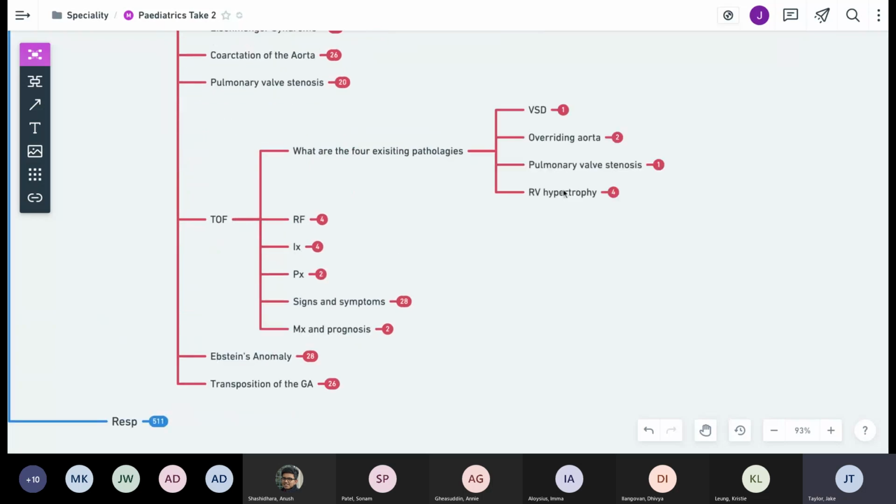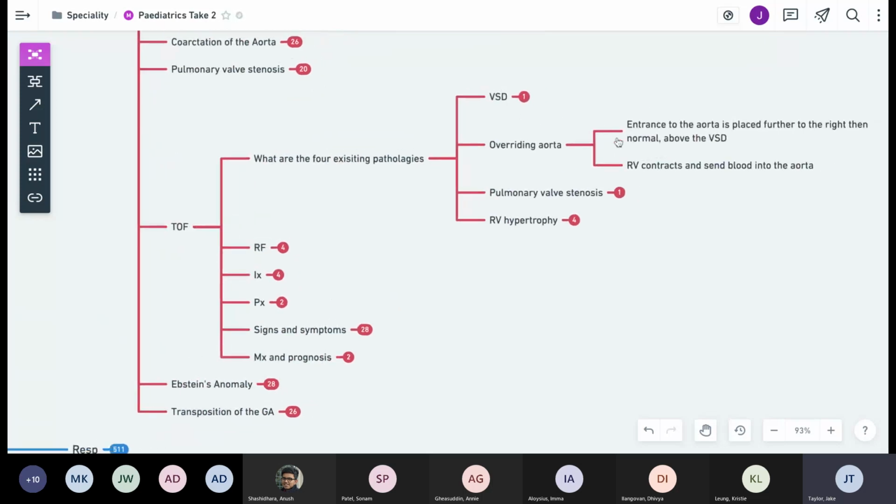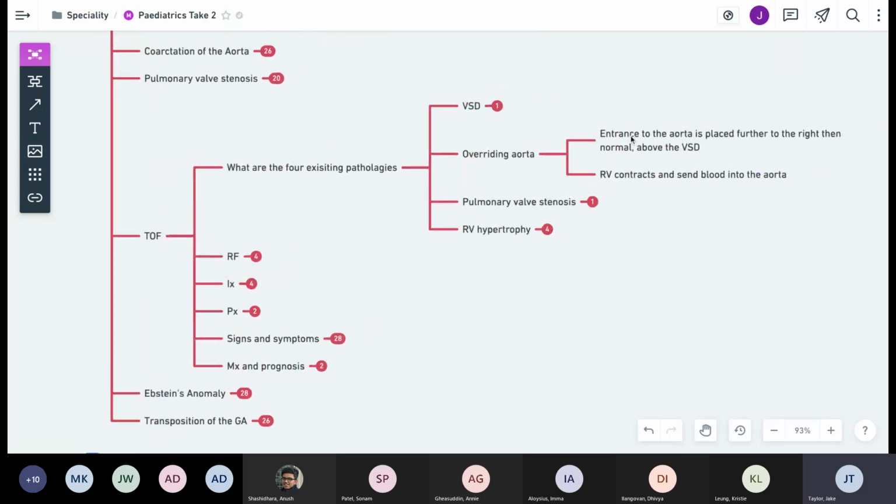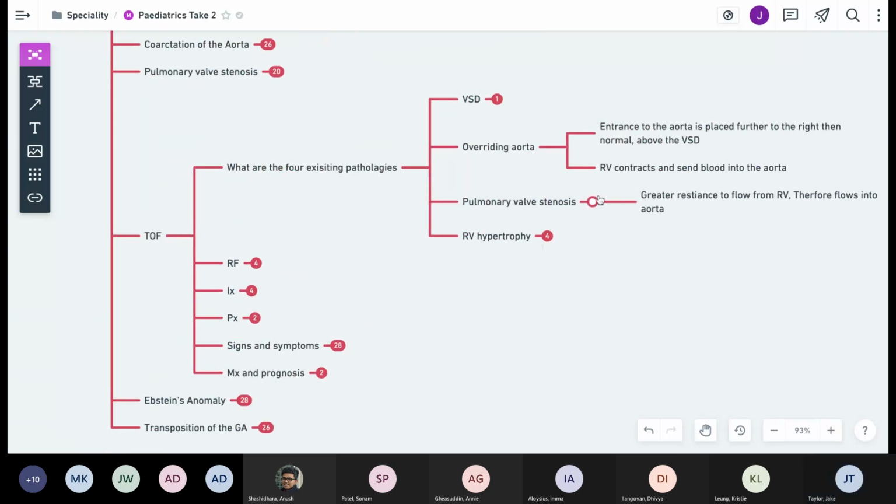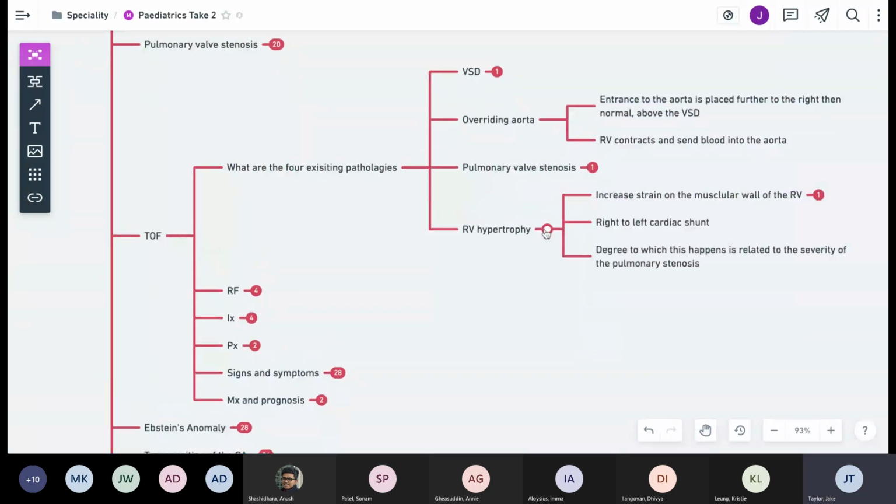So you get VSD, which we talked about, that allows blood to flow between the ventricles. You get this overriding aorta, and I'm not sure if anyone has ever seen what that actually looks like. It just means that the aorta is placed slightly over to the right more than normal, above the VSD. Basically, you also get pulmonary valve stenosis and right ventricular hypertrophy, as a result of all these things going on.